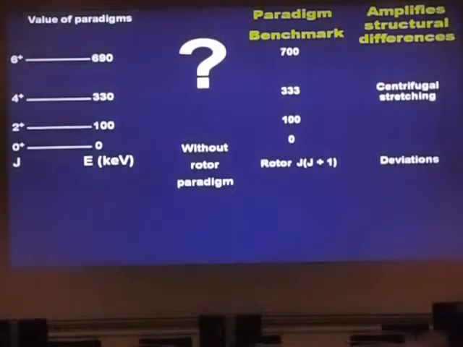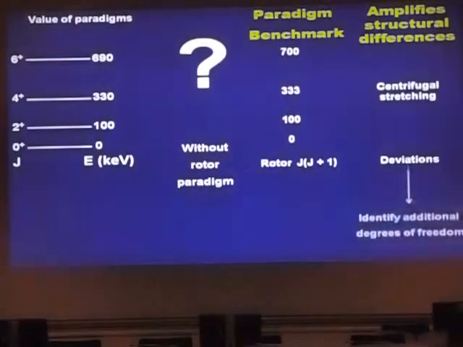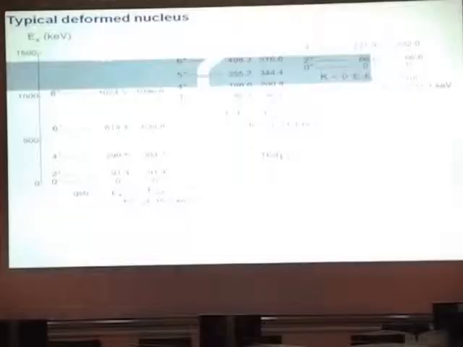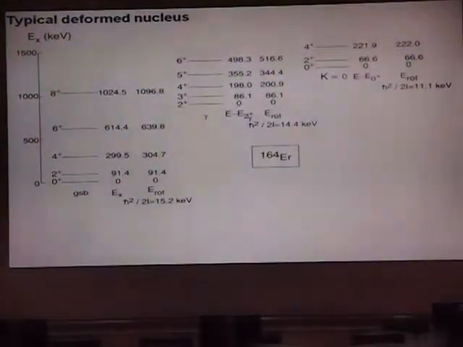So having a paradigm, even if it doesn't apply very well to real cases, this one happens to, is very valuable because you can identify first the structure of the nucleus overall, and secondly, additional degrees of freedom. Okay, here is a level scheme of a typical deformed nucleus. It looks complicated, right? Does it look complicated? If you have to sleep with this scheme for 2 months. Have you been sleeping with this?